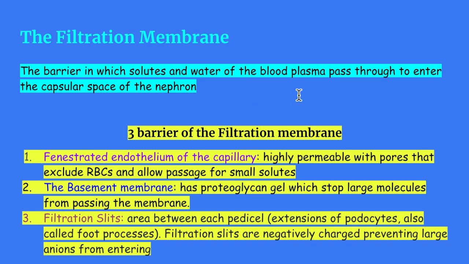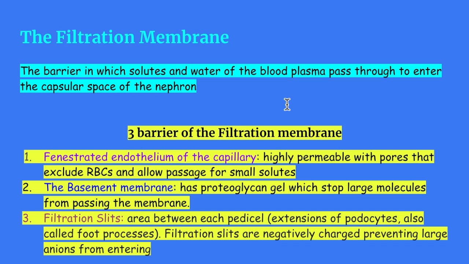Now let's talk about the filtration membrane. What is a filtration membrane? Well, a filtration membrane is a barrier through which solutes and water of the blood plasma pass to enter the capillary space of the nephron. There are 3 barriers of the filtration membrane.